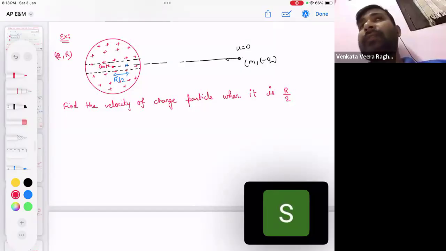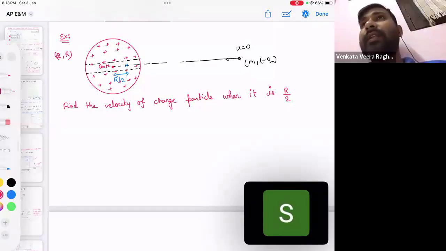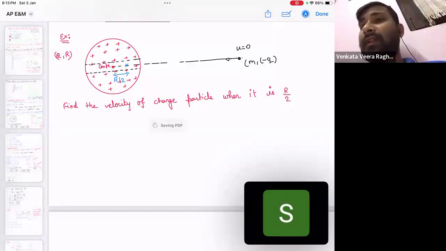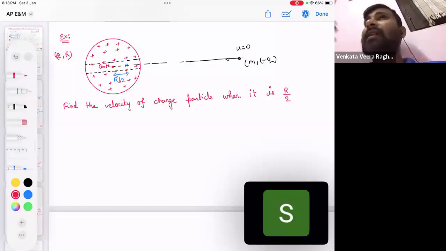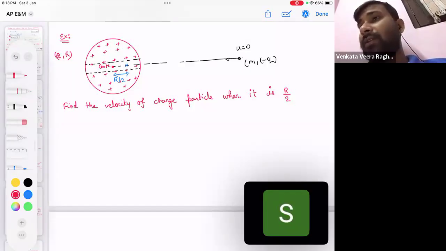Okay. If it had been conducting, everywhere the same answer would come. All the inside points would have the same velocity. But here it will change. So here we have to apply it between the initial point and the point where they are asking me to find the velocity. Okay. When it is r by 2 distance from the center.